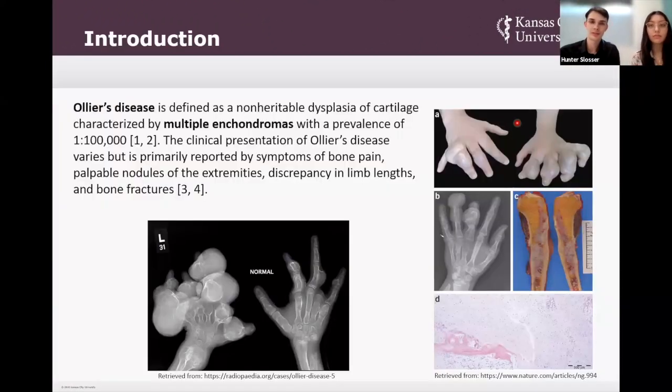Okay, starting off with a brief introduction of what Ollier's disease is. Ollier's disease is defined as a non-heritable dysplasia of cartilage characterized by multiple enchondromas with a prevalence of 1 in 100,000. The clinical presentation of Ollier's disease typically includes symptoms of bone pain, palpable nodules of the extremities, discrepancy in limb lengths, and bone fractures.